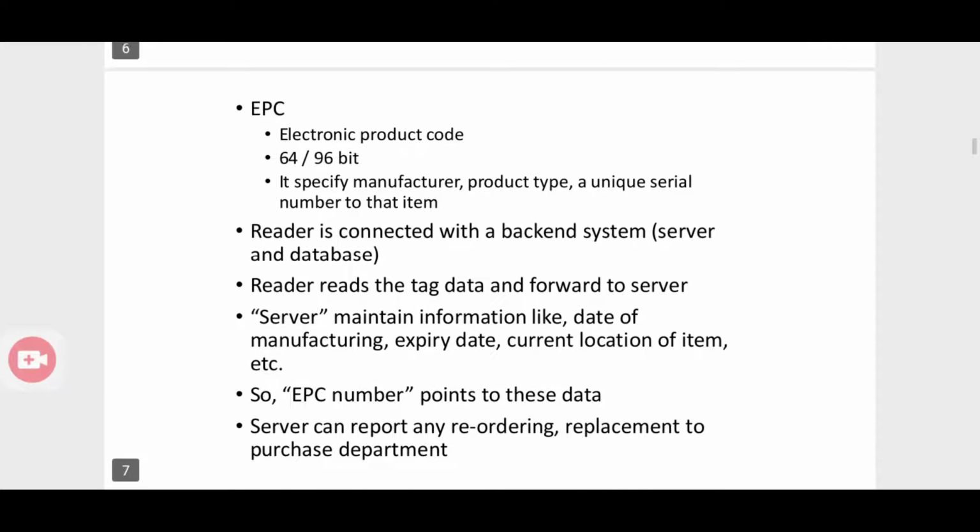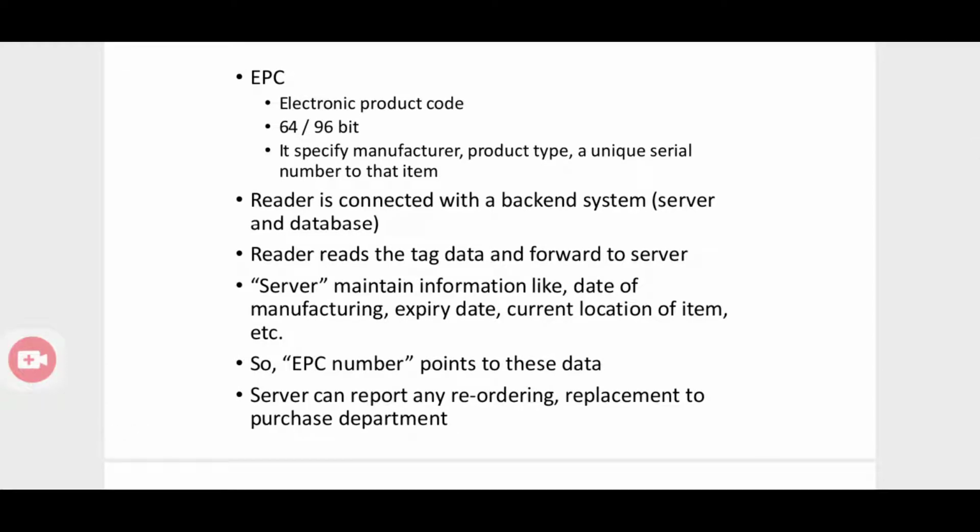An EPC is an electronic product code. Maybe it is 64 or 96 bit. It is specified by the manufacturer, and it also contains the product type and a unique serial number for that item. And the reader is connected with the backend system.